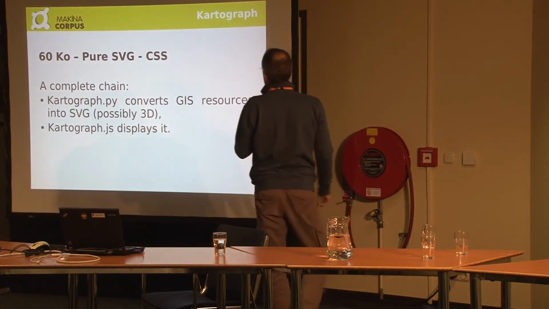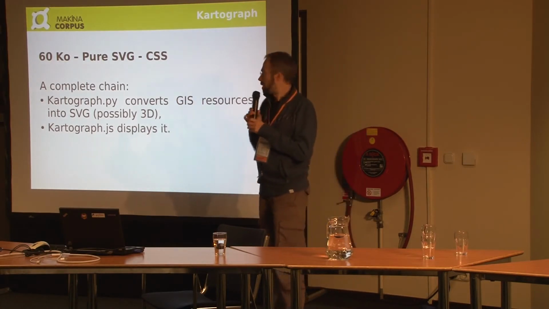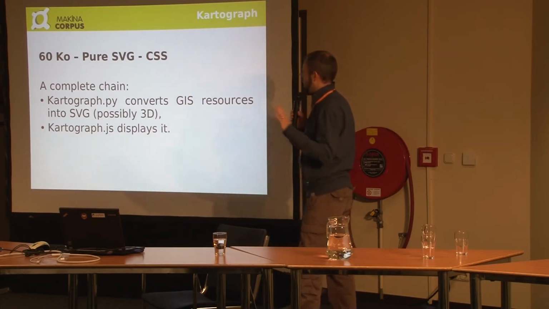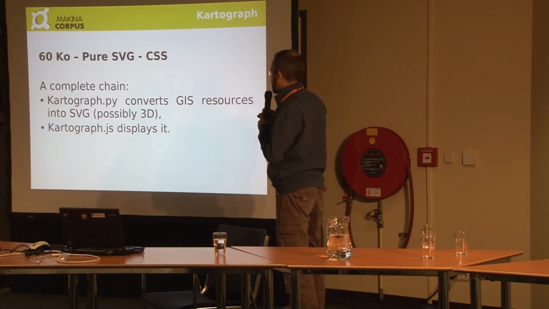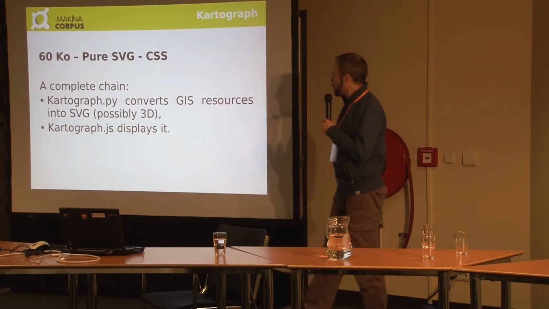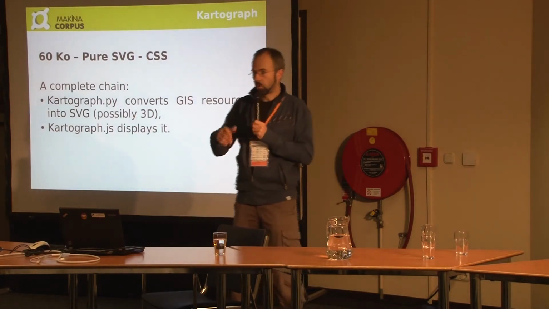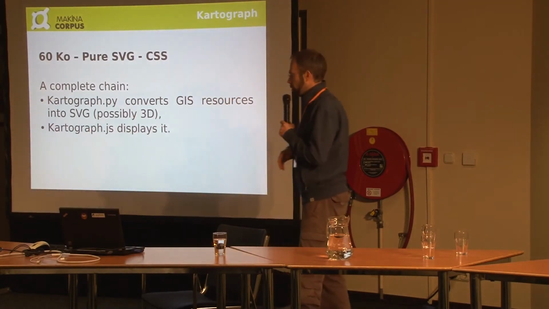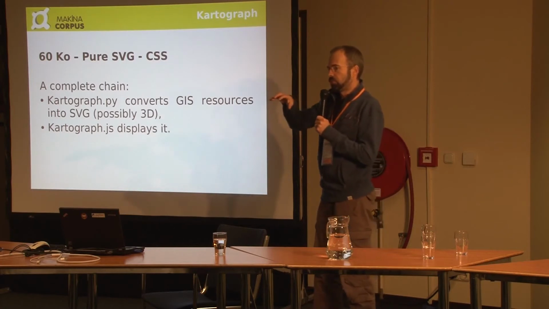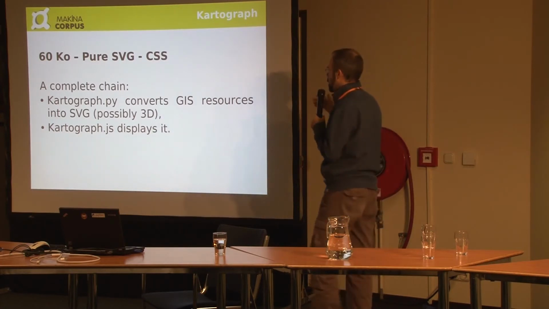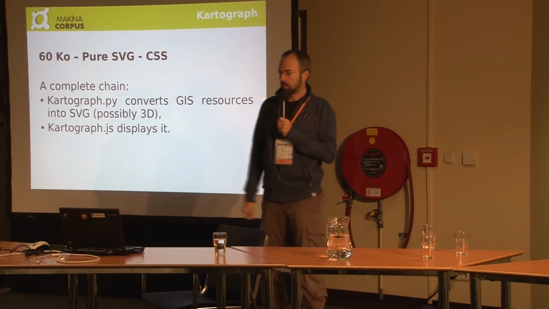Another one is Kartograph. So Kartograph is using pure SVG rendering. And it's quite a nice approach because there are two sides in Kartograph. You have the server part, kartograph.py. It's not server, but let's say standalone part, which is able to convert any standard GIS resource into SVG. So you can have a shapefile, you can have a WMS external server, you can have a PostGIS database, this kind of stuff, and it turns it into a huge, big SVG content that you can skin. And Kartograph.js is the tool able to put it online and style it.